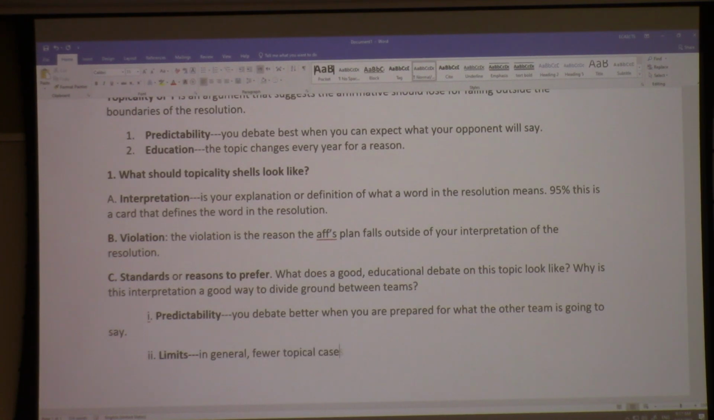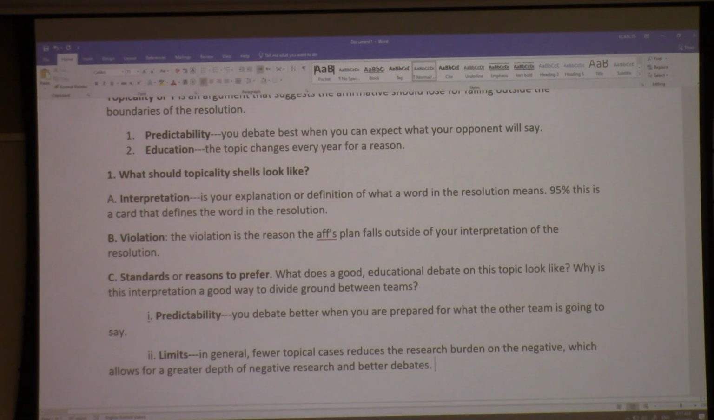So limits is the idea that in general, fewer topical cases reduces the research burden on the negative, which allows for a greater depth of negative research and better debates. You can see that these two ideas are tied to one another, which is why you'll often hear predictability and limits summed up in just one phrase that you could call predictable limits. But in general, limits holds that fewer topical cases results in better debates and allows the negative to be more prepared.